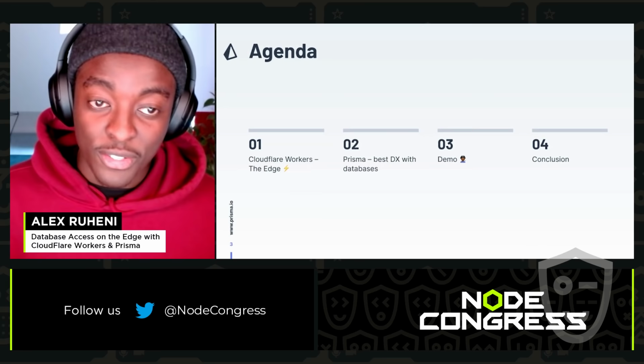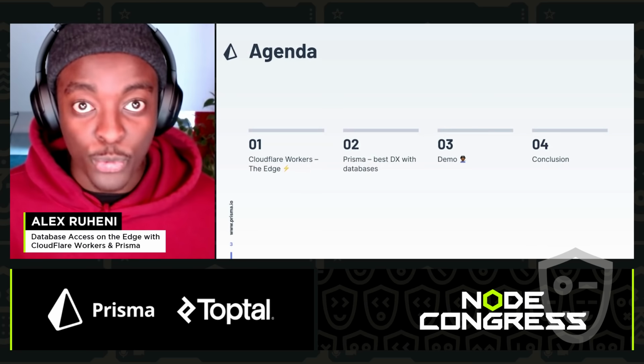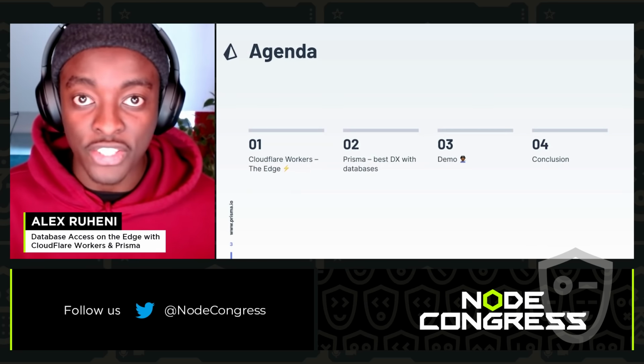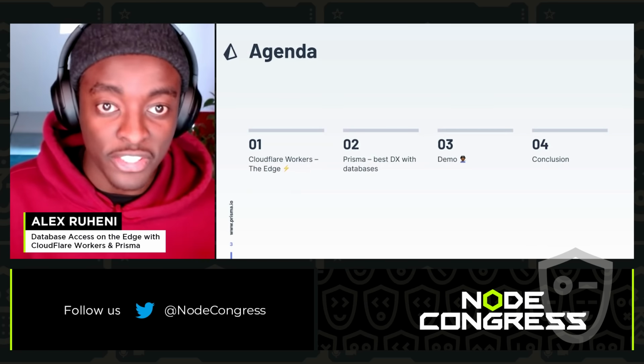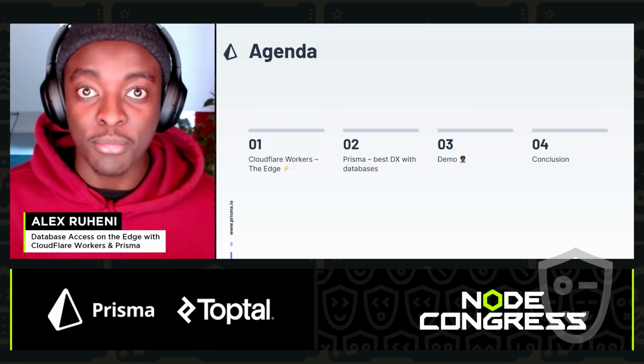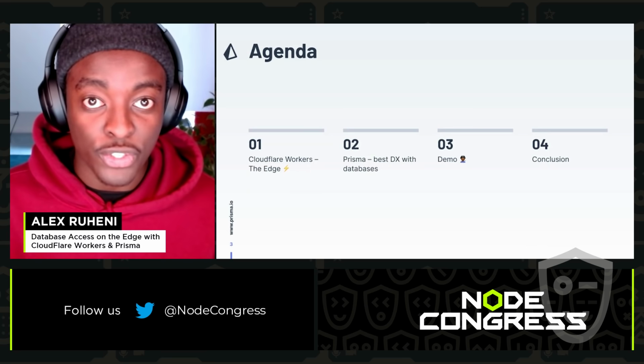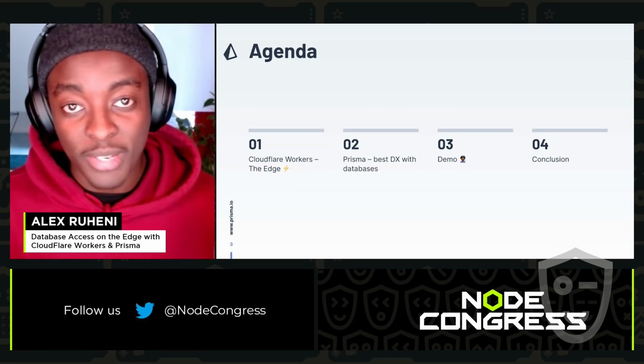And the third section will be the exciting bit where we will have a demo. We'll migrate an application using a JSON file for storing and retrieving quotes and move over the data to a database and deploy it to the edge. And finally, we'll have a recap of the talk at the end. And for now, let's jump into it.